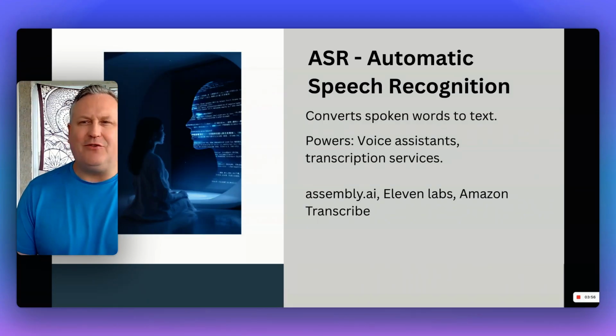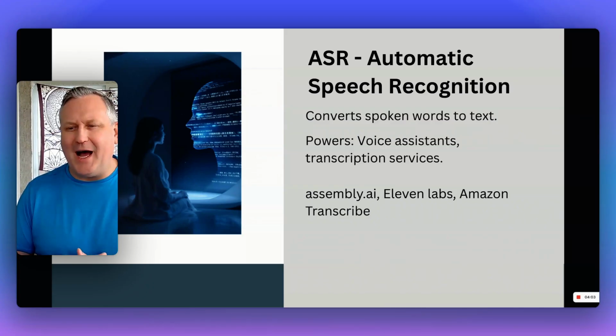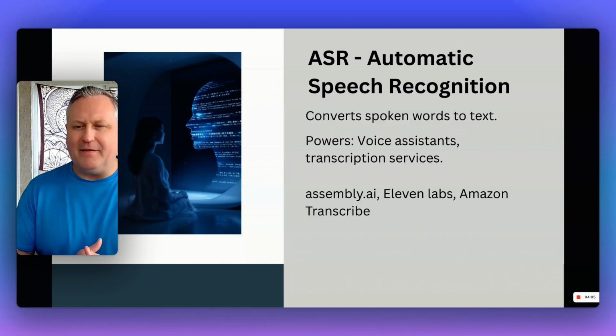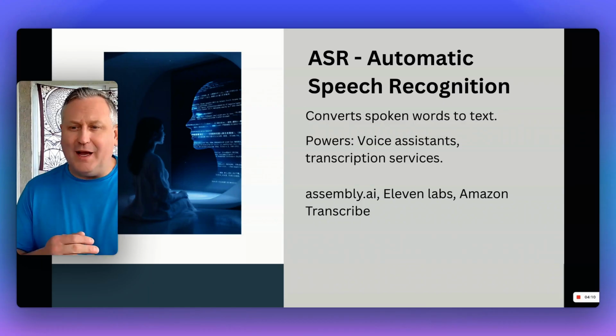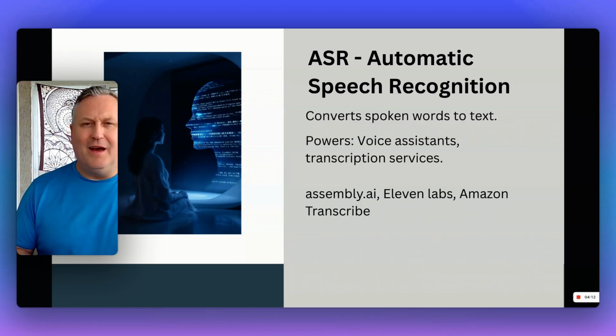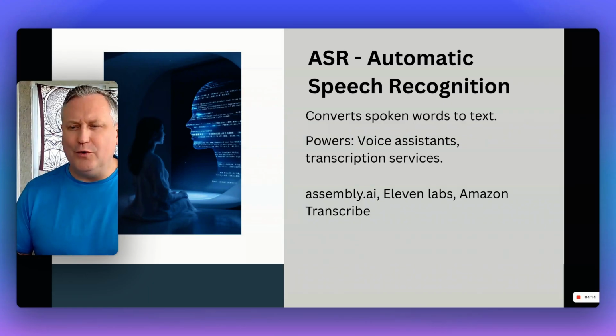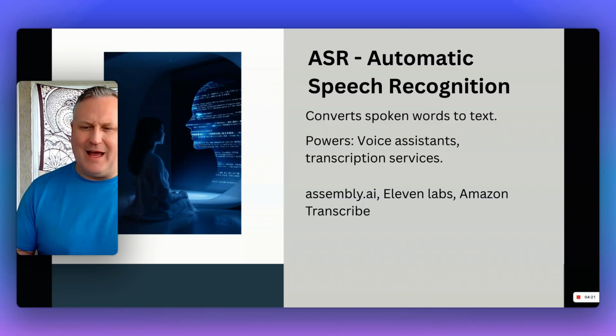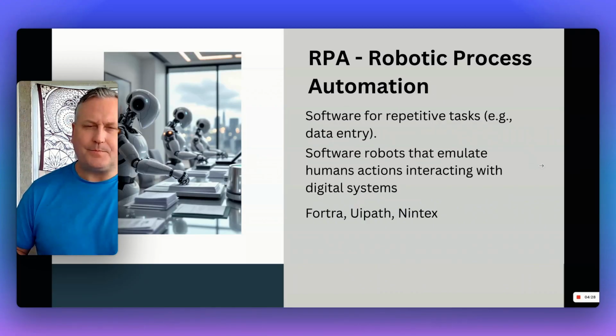ASR, automatic speech recognition. So this converts spoken word to text. As I'm talking through, think like otter.ai, tools like that basically power your voice assistant. So you speak into Google and it types out the text. Your transcription service in Zoom or in Teams is using automatic speech recognition to do this. So Assembly.ai, 11 Labs, Amazon Transcribe, and many, many other ones out there are ASR being used there.